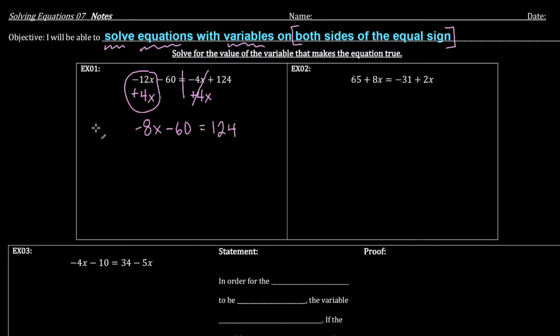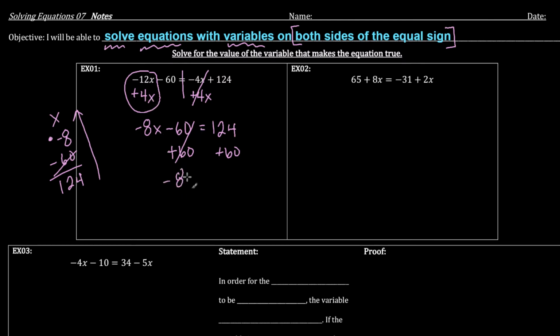Now I just solve it as usual. So I had x, I multiplied it by negative 8, and I took away 60, and that gave me 124. I need to undo this using inverse operations. So instead of minus 60, plus 60. But I need to do it to both sides as usual. Remember when you show the work to show all of the work, not just the problem and the answer.